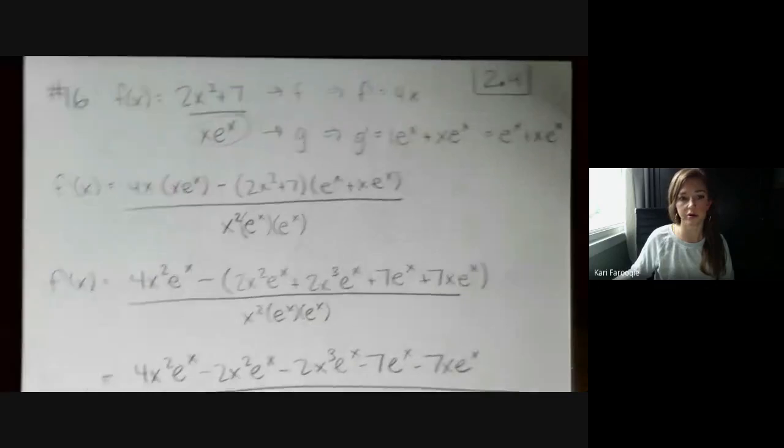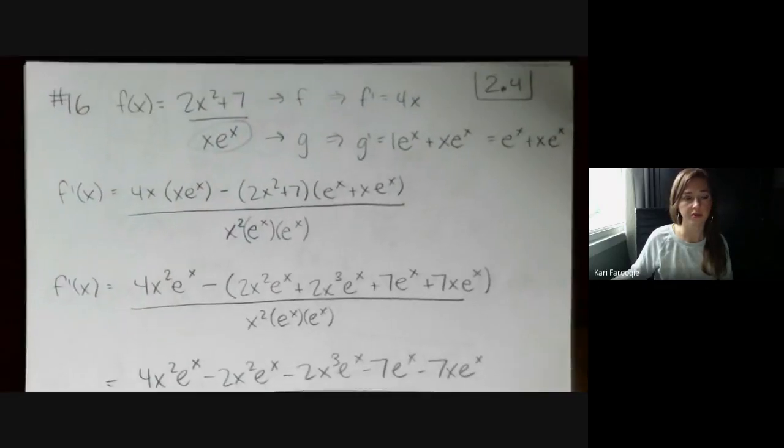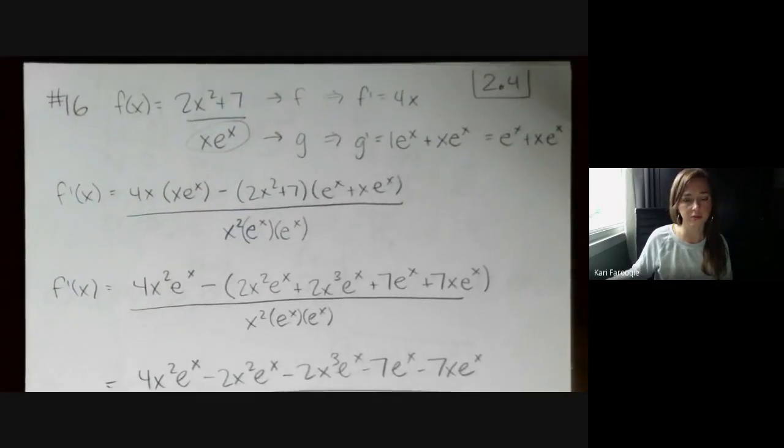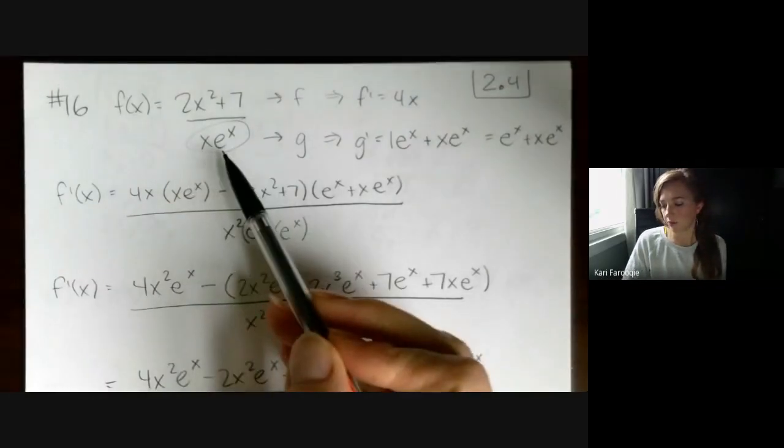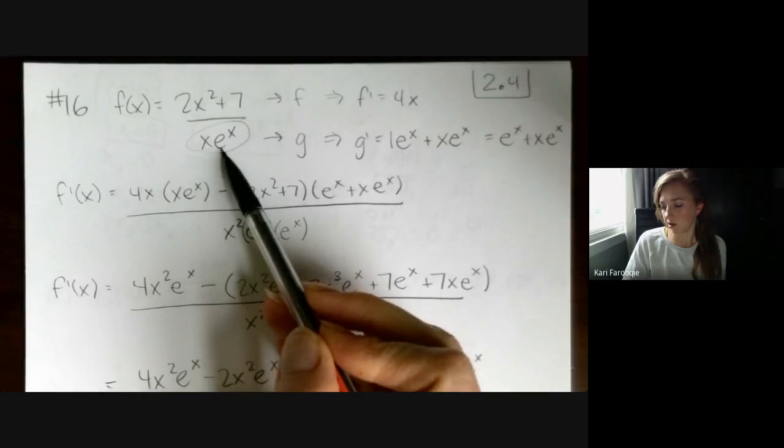Okay, so for number 16, when you're finding the derivative of x e to the x, how do you get it? Did I do this one in the office hour? I did this one in the office hour. So the derivative in the denominator is using the product rule. So f prime g plus f g prime.